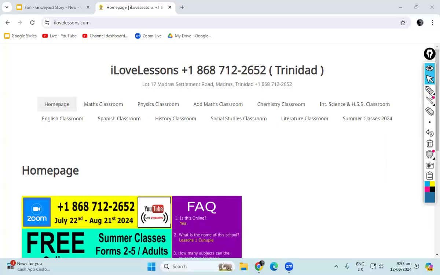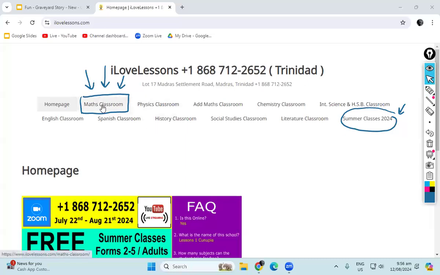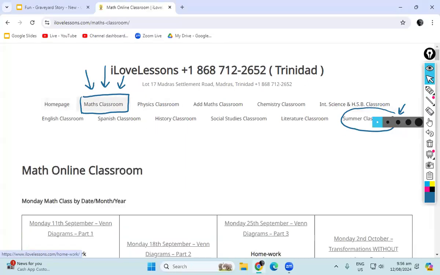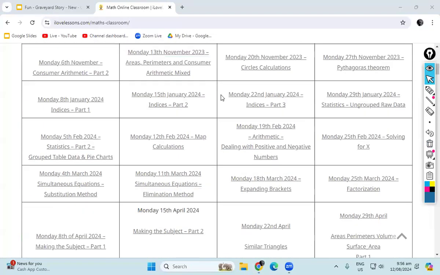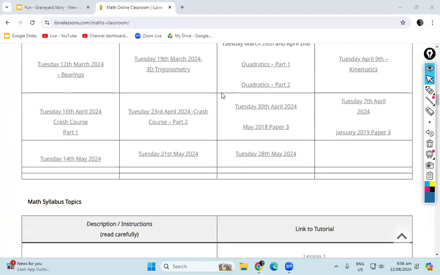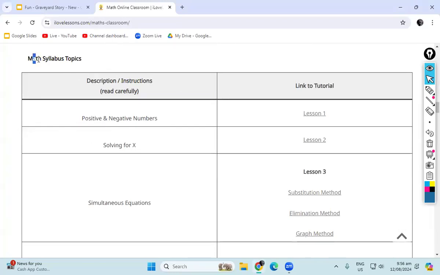When you go to the school website, you all know you could find the recordings under the summer classes 2024. But let's say there's a maths topic that your teacher didn't do well in school, or didn't do at all, or you just didn't understand it. All you have to do is go in the maths classroom, click on it, and scroll down, and you will see maths syllabus topics. I have every single topic labeled and available for you guys for free for the summer. So for the summer, make use of it.